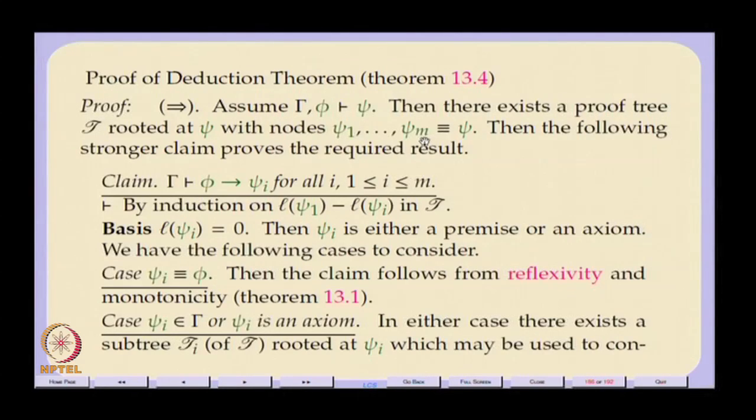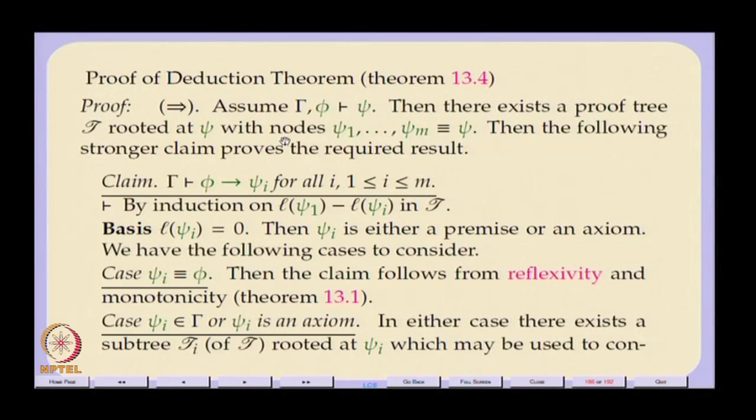Let these m different nodes be psi 1 to psi m. Oh, by the way, there is no proof tree which is empty. If you are concluding something, then there is at least a root, which is also the leaf. So now what we will prove is this much stronger claim.